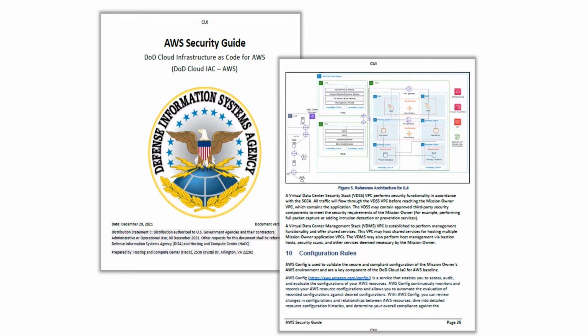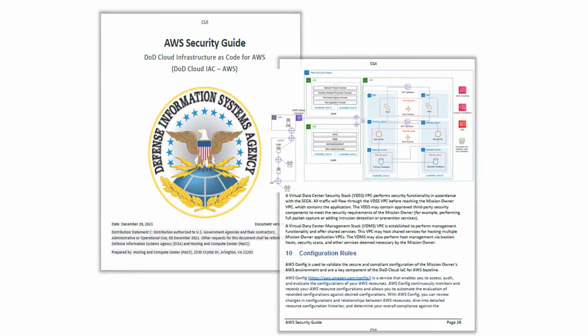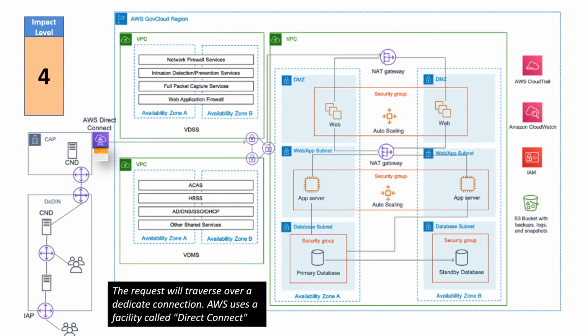This new diagram is the standard architecture diagram, as presented in the AWS Security Guide as part of the DoD Cloud IAC initiative. Understanding the components of this diagram will help you understand how the DoD Cloud IAC is put together. Let's trace through this diagram, in the same manner that an Internet request might traverse through the network.